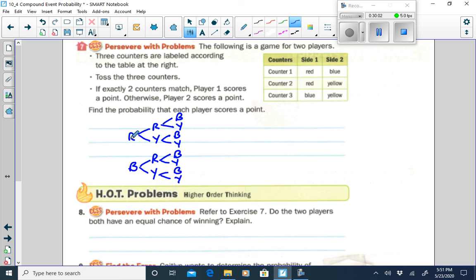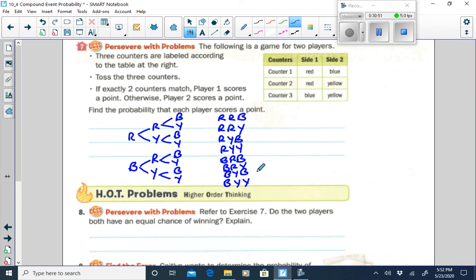Counter 1, we had red and blue, so that's why we have R and B. Counter 2, we have red and yellow, that's why we have R with Y. In counter 3, we have blue with yellow, that's why we have B with Y. So the sample space, right, we're going to have R, R, B, R, R, Y, R, Y, B, R, Y, Y, B, R, B, B, R, Y, B, R, Y, B, Y, B, and B, Y, Y.